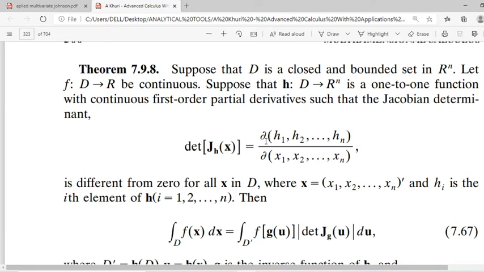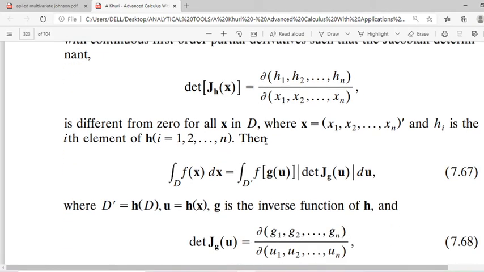So those are the matrix properties of this matrix Jh of x. This determinant not equal to 0 means this is invertible. h is invertible. Moreover, it is non-singular. So we can apply matrix theory results in the integration theory. x is as usual the vector and hi is the ith element.